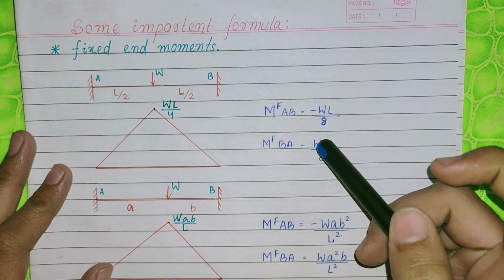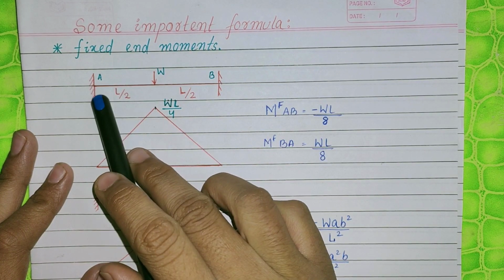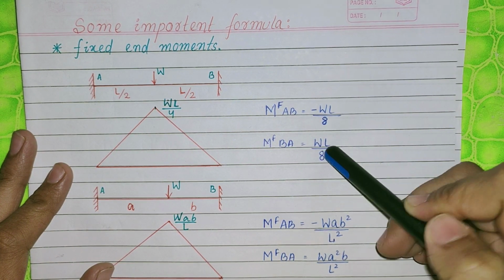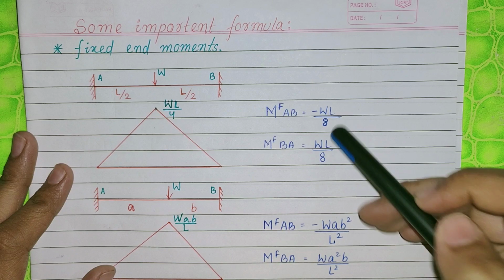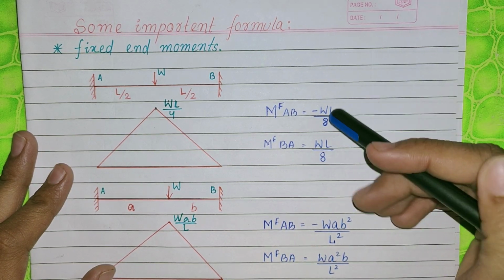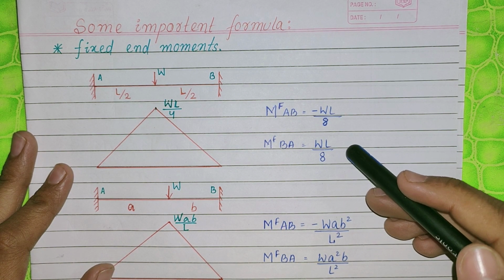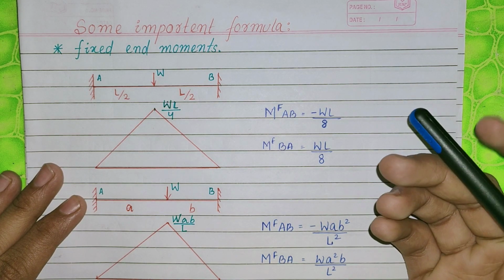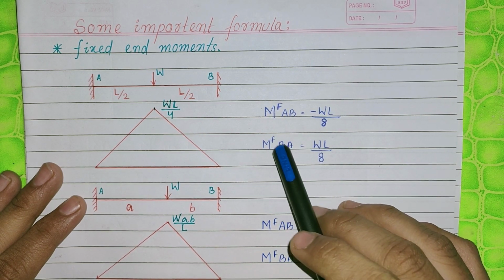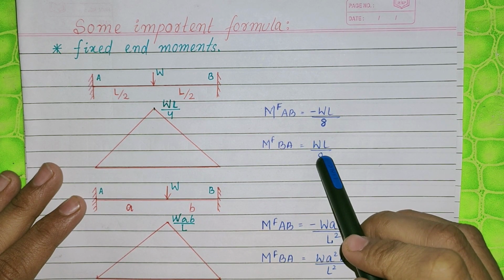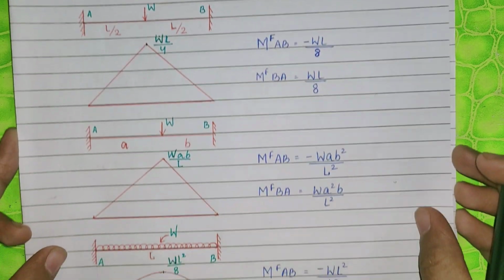This formula is only used when you have to calculate the fixed end moment from A to B. But if you have to calculate B to A, then the formula is the same but the sign changes. That means both answers are the same in magnitude, but one is negative and the other is positive. Clear? So here MFAB = −WL/8 and MFBA = WL/8. This is the first case, followed by case 2.